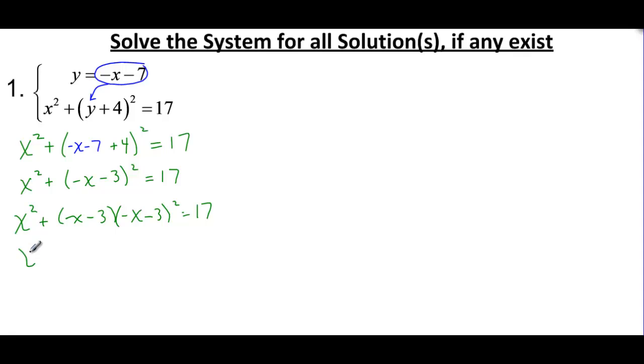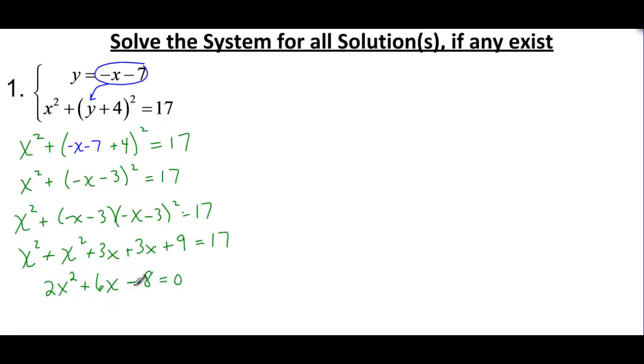So I'm going to get x squared plus, a negative times a negative is positive, so x squared, negative times a negative is a positive 3x, plus 3x, plus 9 equals 17. So now I'm going to combine like terms. I get 2x squared plus 6x, and if I subtract 17 over, I'm going to get a negative 8 equal to 0.